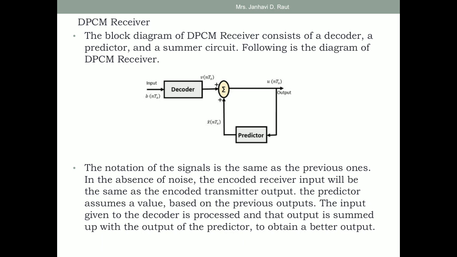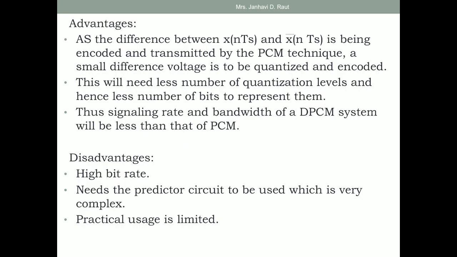In the absence of noise, the encoded receiver input will be the same as the encoded transmitter output. The predictor assumes a value based on the previous outputs. The input given to the decoder is processed and the output is summed up with the output of the predictor to obtain a better output.